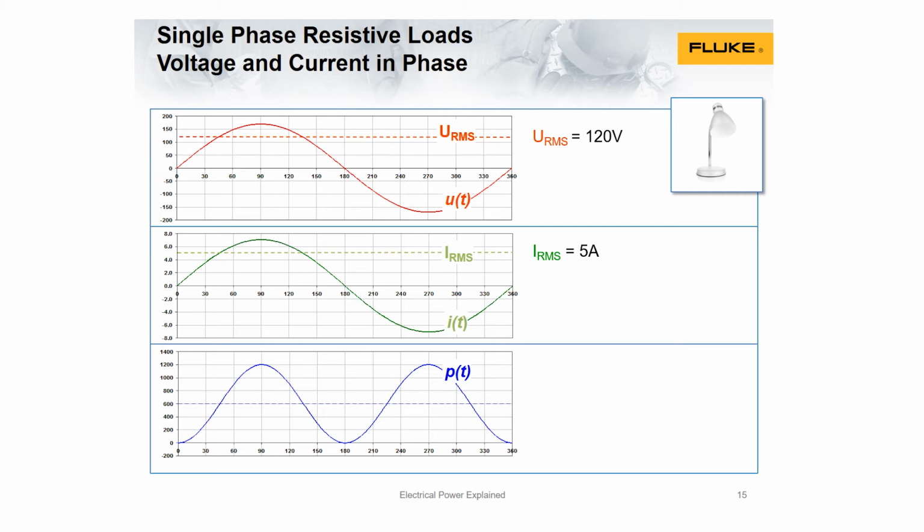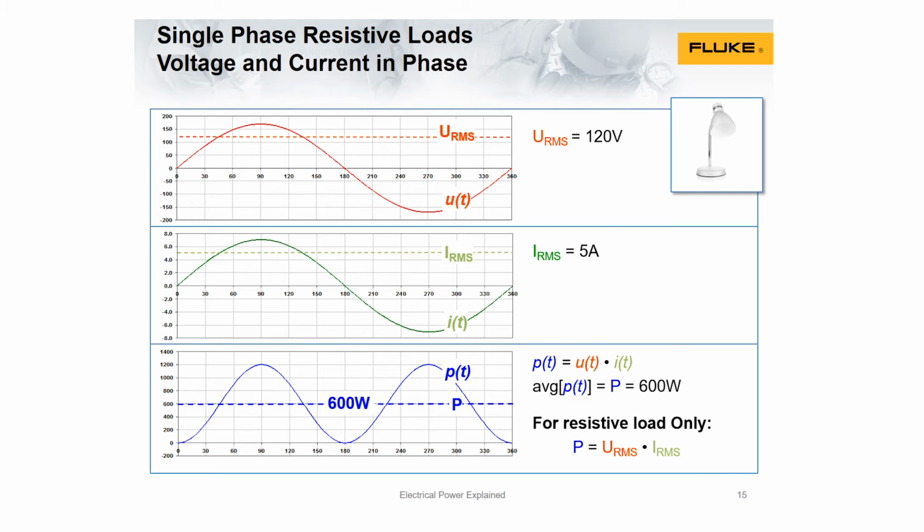The waveform at the bottom shows the instantaneous power, PT, equals UT times IT, which is always positive. The average power P equals average PT, which is 600 watt.